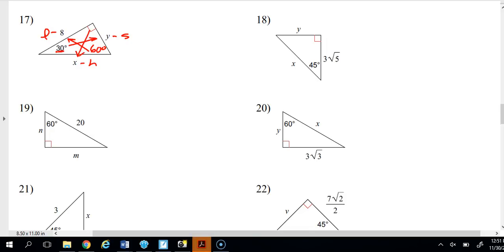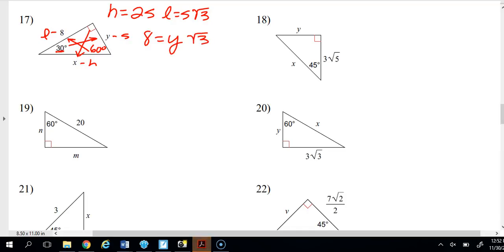Our formulas here again are h equals 2 times the short side. Hypotenuse equals 2 times the short side. The long side is equal to the short side times the square root of 3. So when we look at this problem this time, we see that we have the long side. So the long side is 8, so we're going to put 8 in here. And our short side was y, so that's y square root of 3.